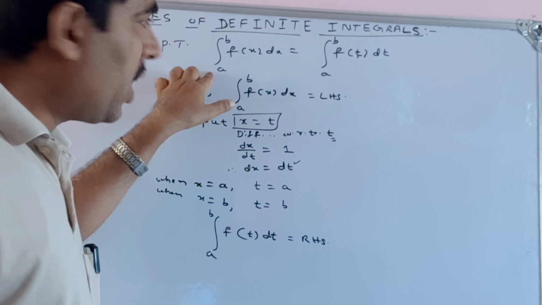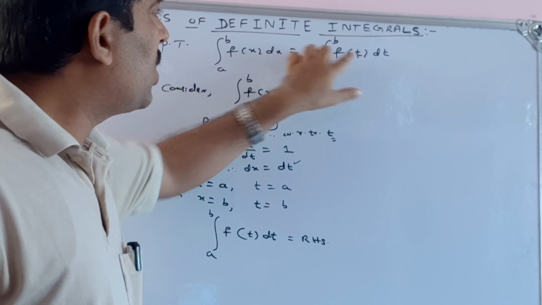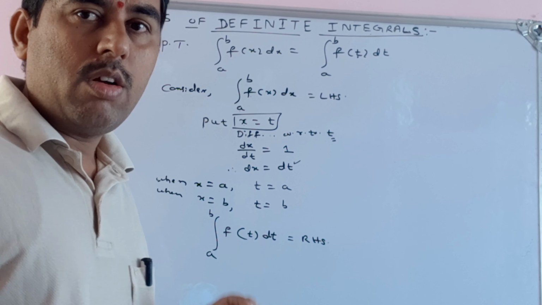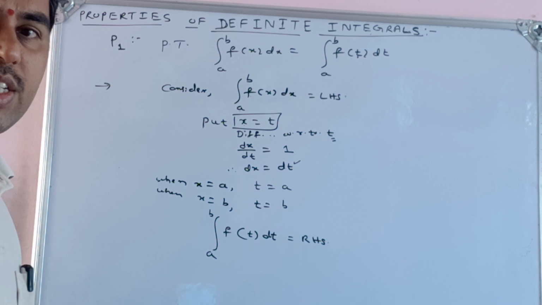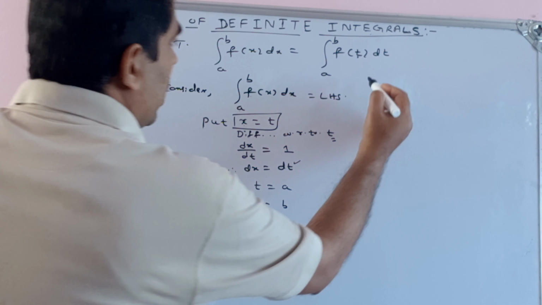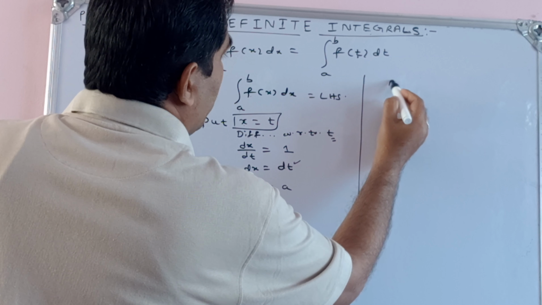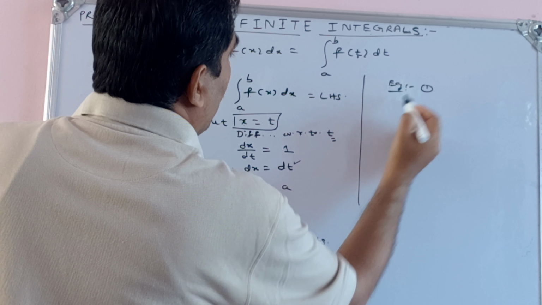The meaning of this property is, even if we change the variable of integration, the value will not change. So f of t dt, we can change to any other variable. So this is our first property. Let me take one example for this property.